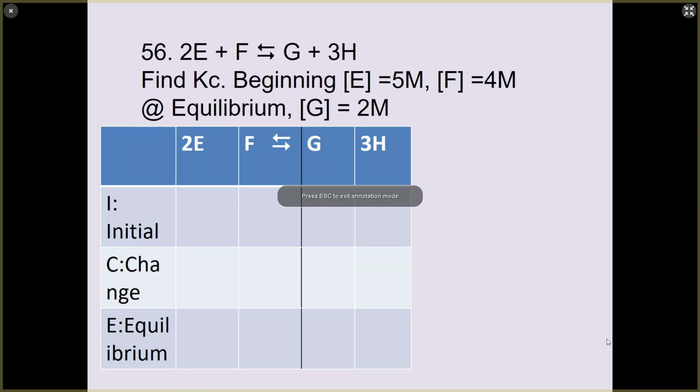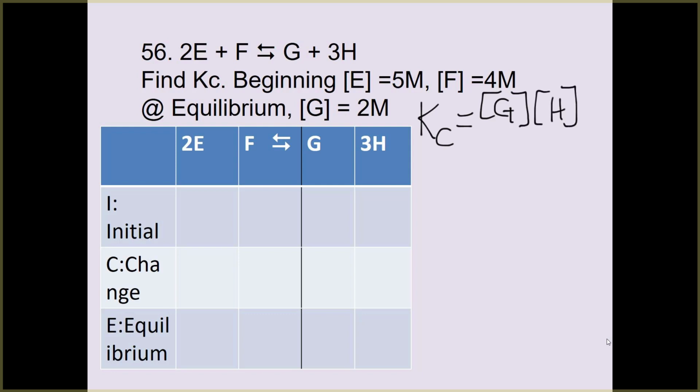Hey, this is also another problem in your packet. It should be pretty close to question 56. If it's not, I'm sorry, just look for it. So 2E plus F yields G plus 2H. We are going to start off with, I think this time, writing our equilibrium constant expression. So I'm going to have G on top times H cubed, and I'm going to have E on the bottom squared times F. All right, let's look and see what values they give us so we can solve this.